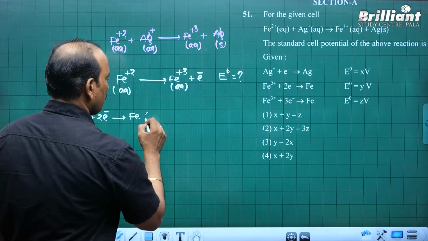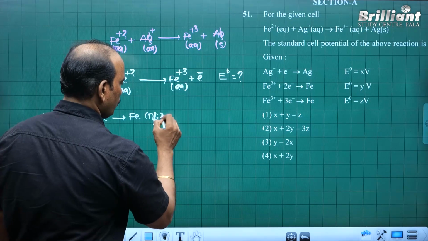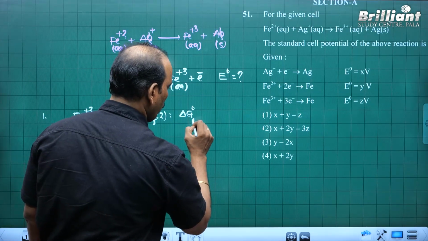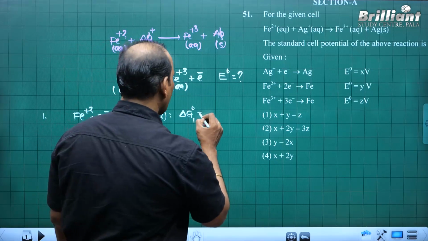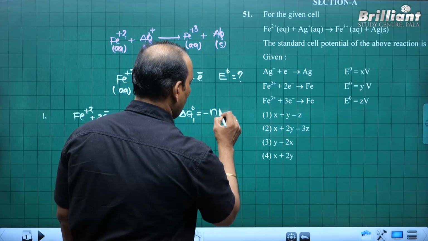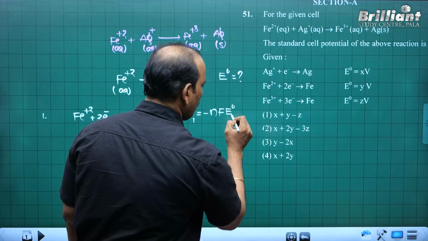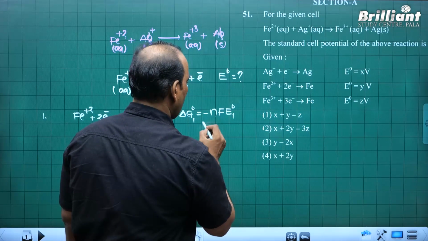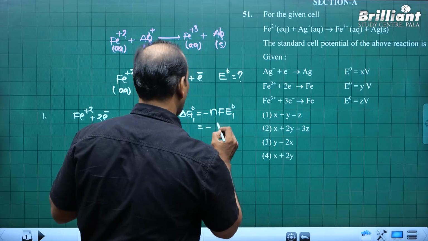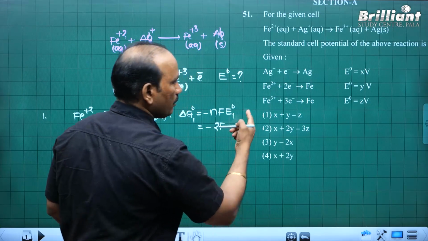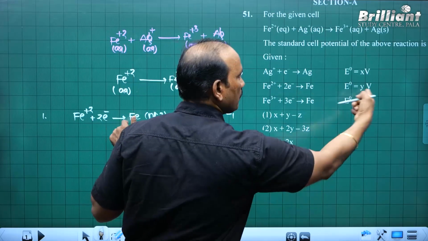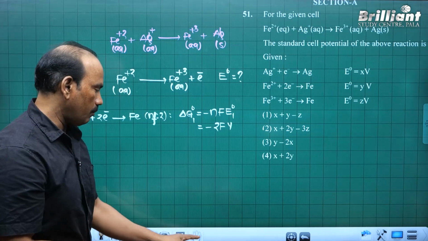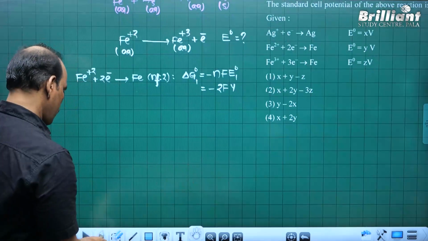What is the n factor? The n factor is equal to 2. Therefore, delta G0 1 is equal to minus nF E0 1. I am taking this as 1. What is the value of this one? Minus 2F, and what is the value of this one? This is Y. Okay. Now, next one.